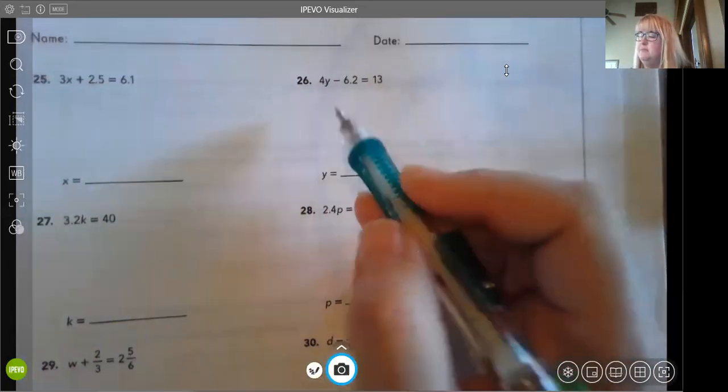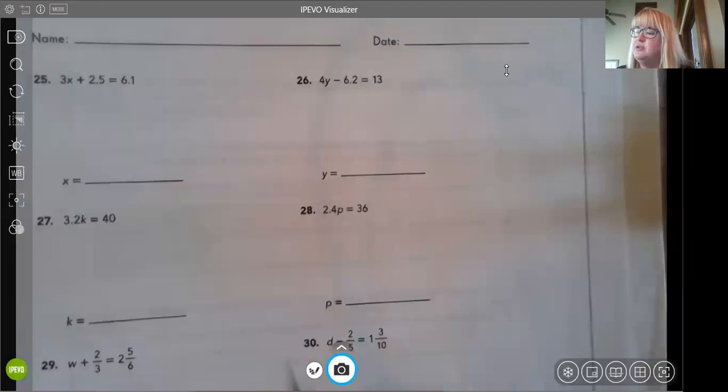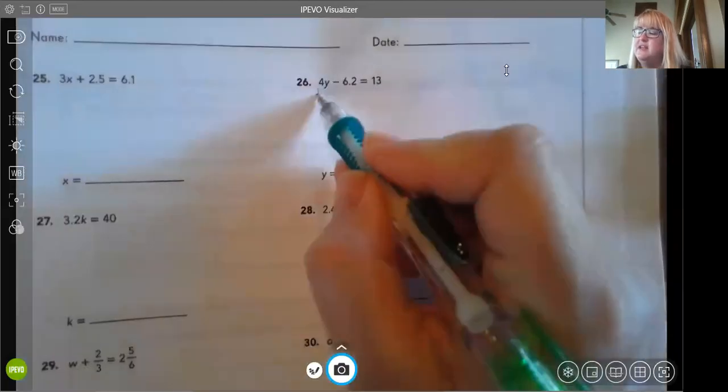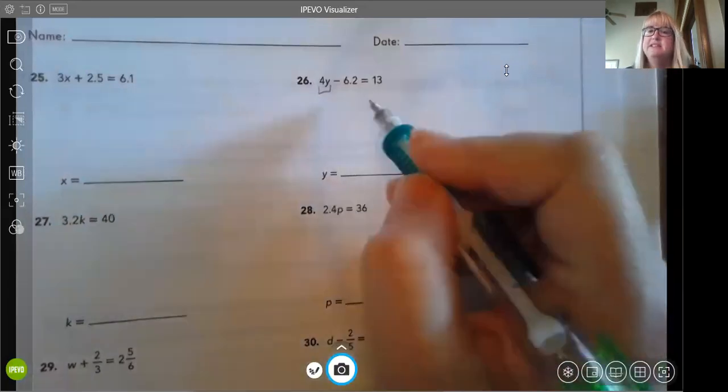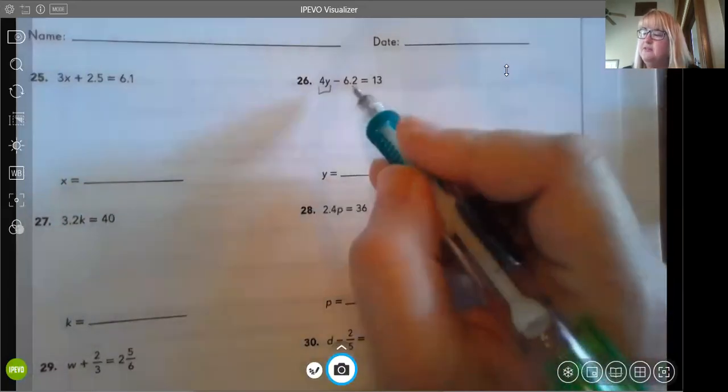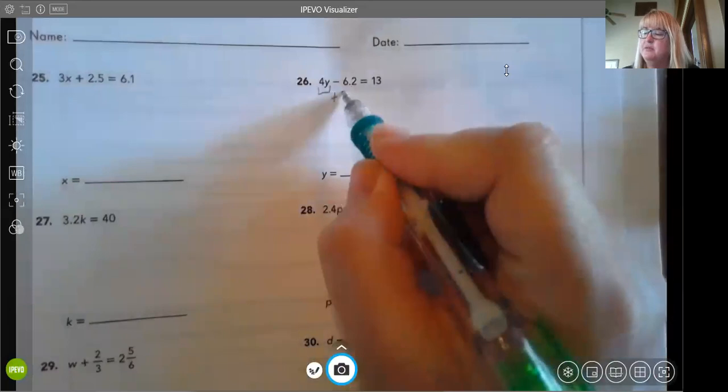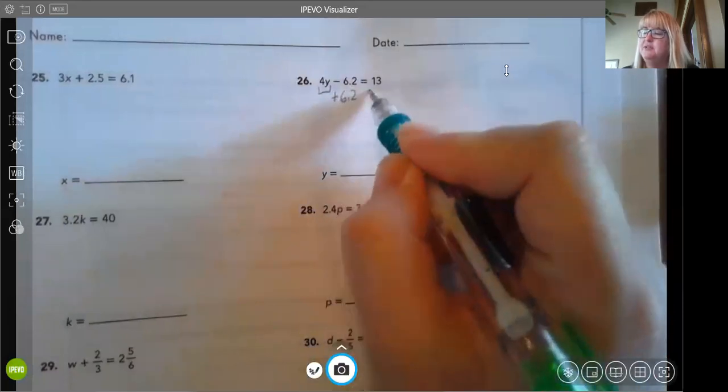This is a two-step. All right, so these are a little bit trickier. I need to get 4y by itself. That's the first thing I do. I've got this minus 6.2 with it, so I have to add 6.2. But I have to add 6.2 here.